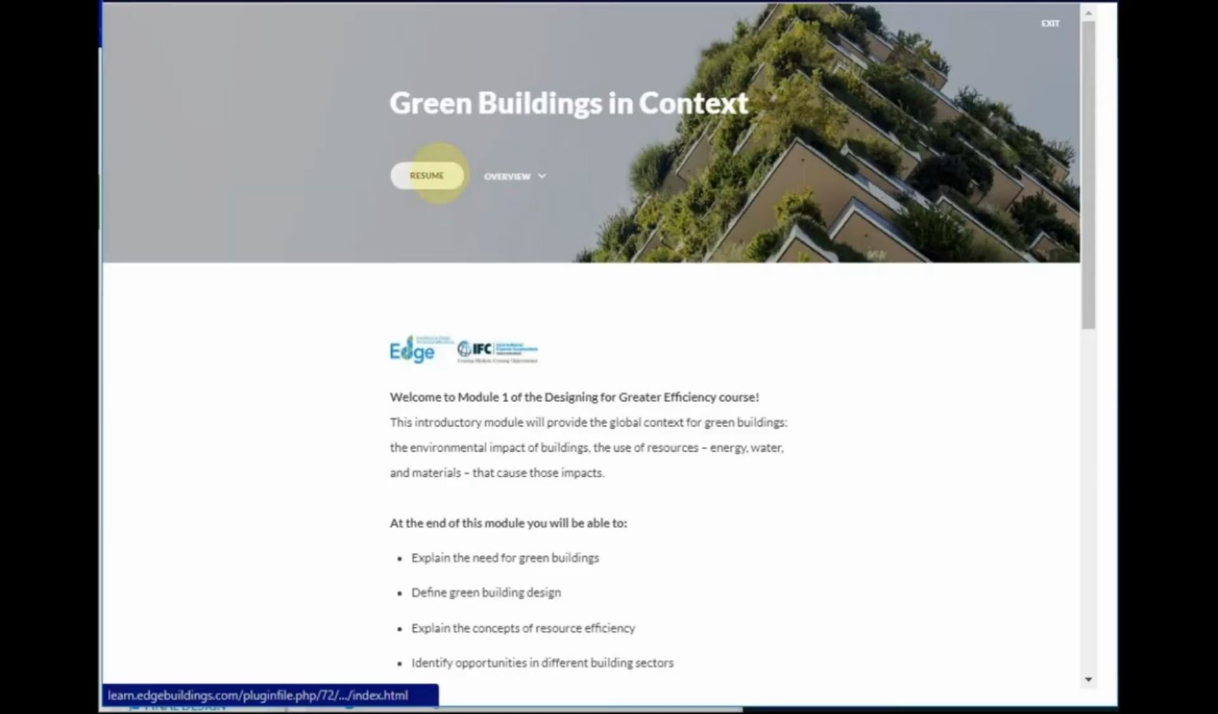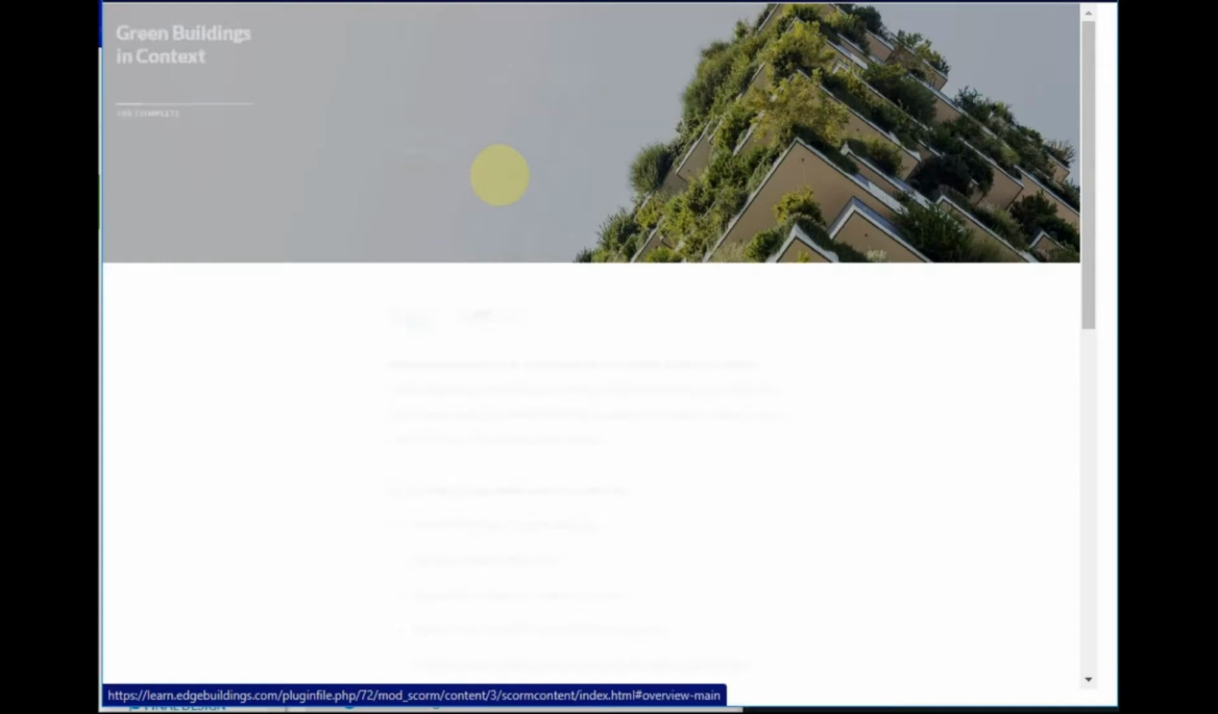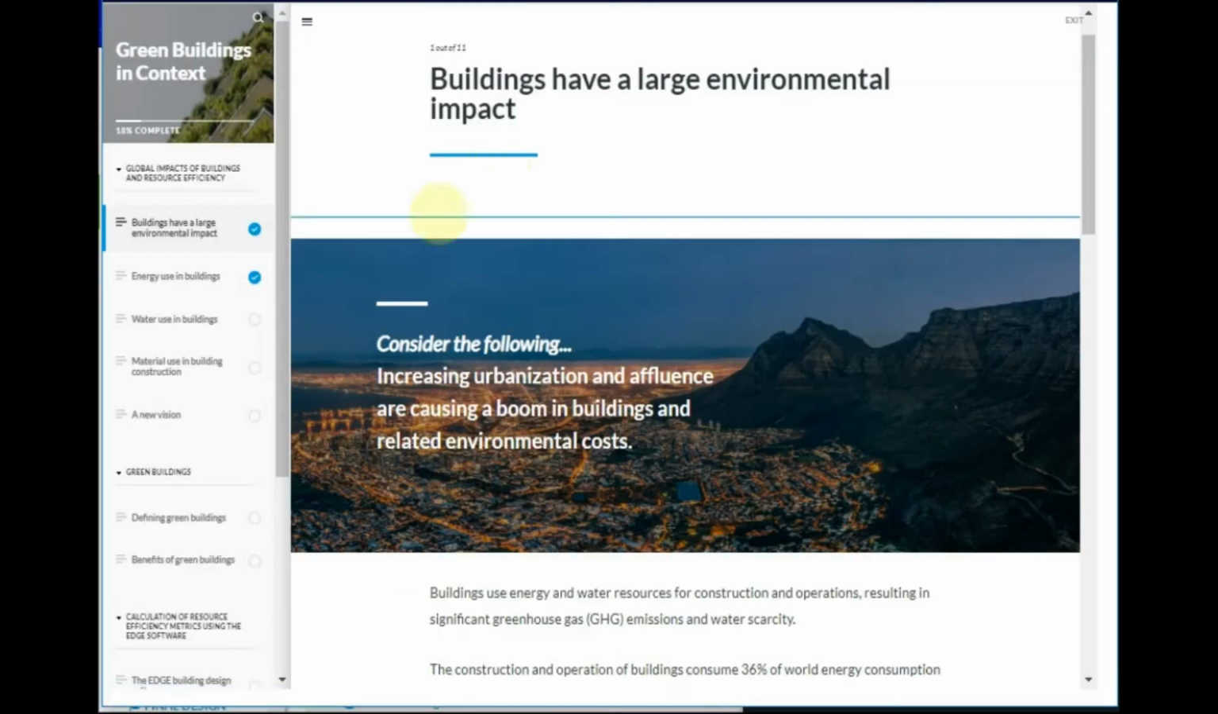Balance in design for greater efficiencies. Module 1. Global impacts of building and resource efficiency.